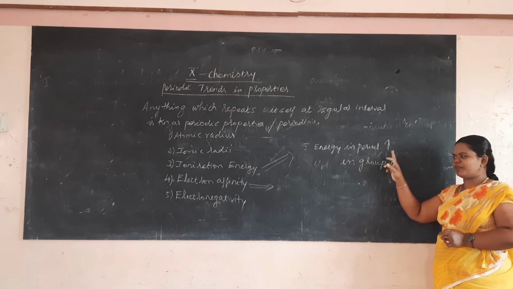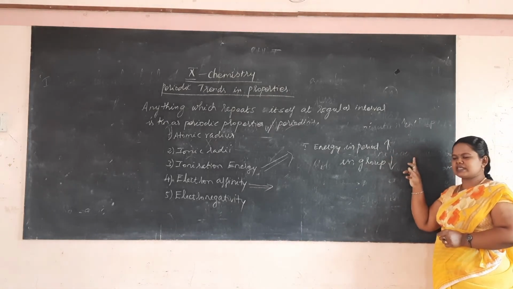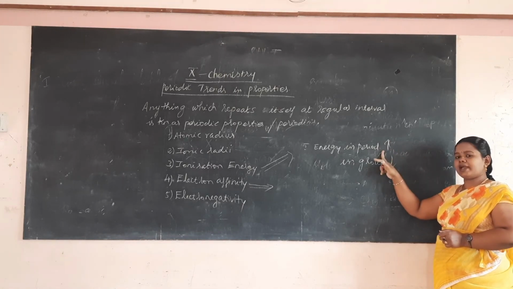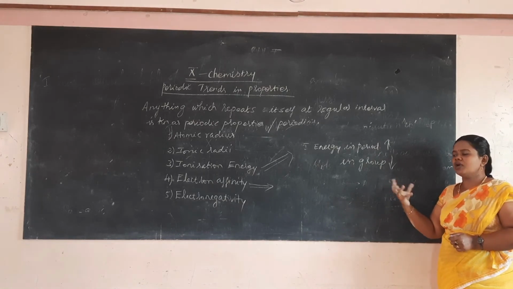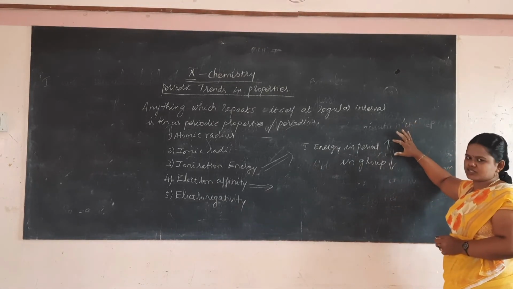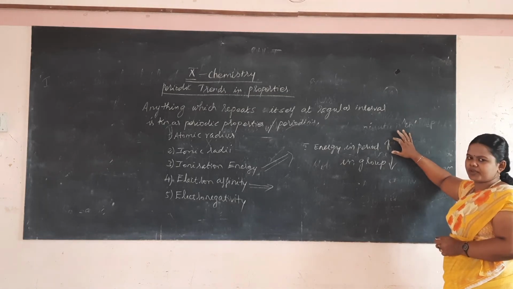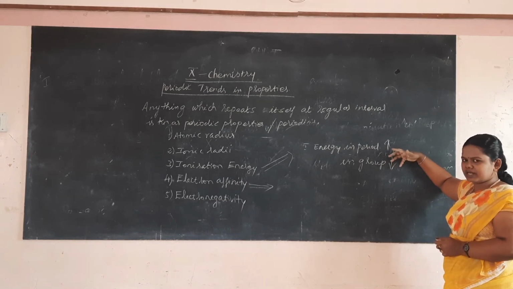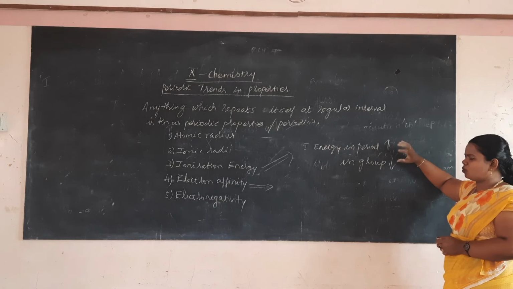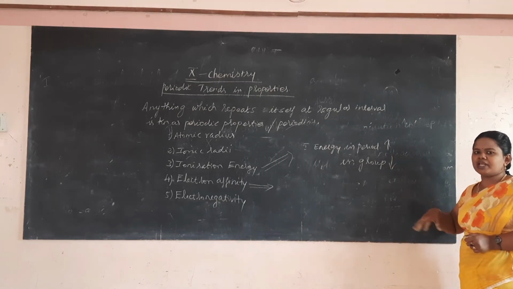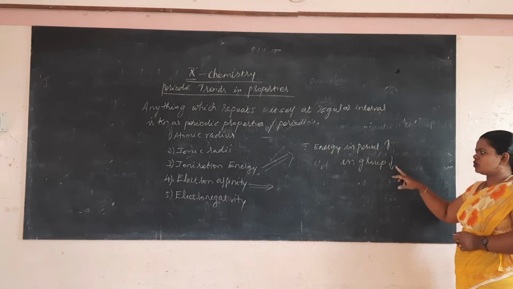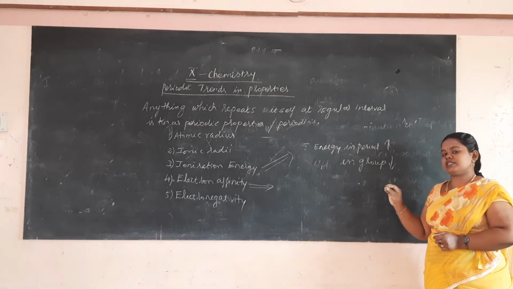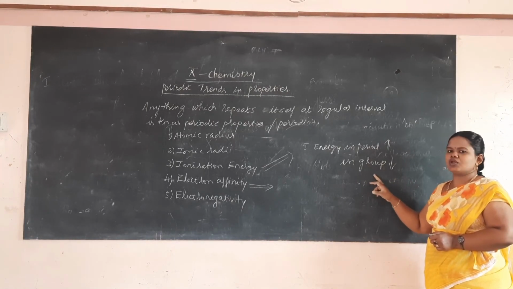So ionization energy in a period, what happens? The electrons are added to the same shell. So the distance between the nucleus and the outermost shell decreases. Since the size of the atom decreases, more energy is required to remove an electron from an isolated gaseous atom. So the ionization energy in a period increases, whereas in a group the electrons are added to a new shell, the shell number increases, and the distance between the nucleus and the outermost shell increases. So the electrons are loosely bound, and only a minimum amount of energy is required to remove an electron in a group. So here the ionization energy in a group decreases.